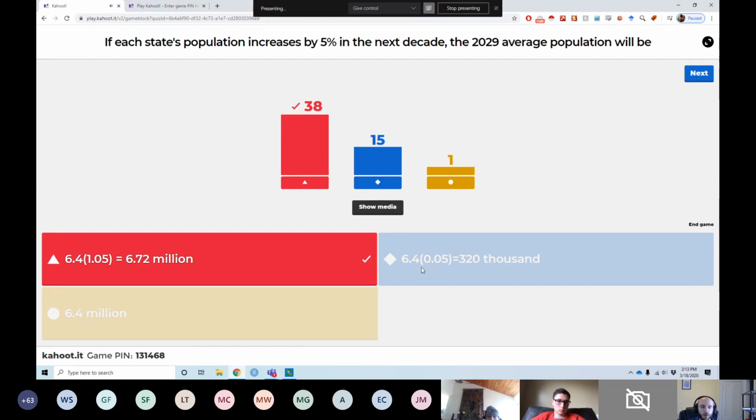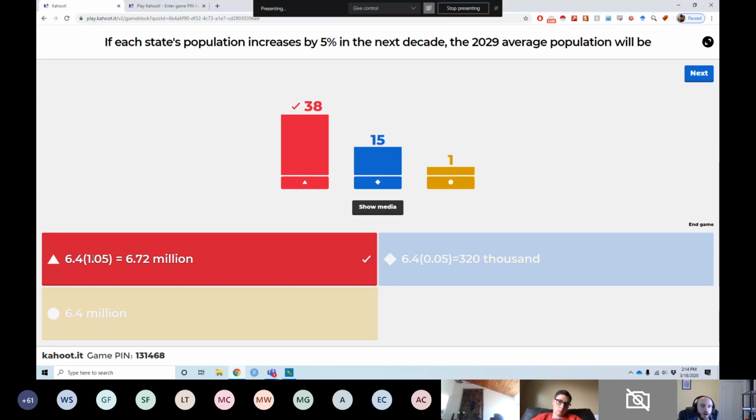So what this blue bar represents is how much the mean is actually going to increase. The state's population increased by 5%. So we're basically going to add to each state's current population that 5%. So we're essentially multiplying each state's population by 1.05. If you're multiplying, that's what we call scaling.